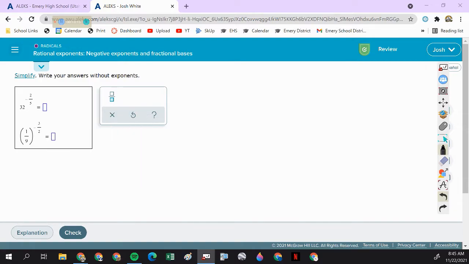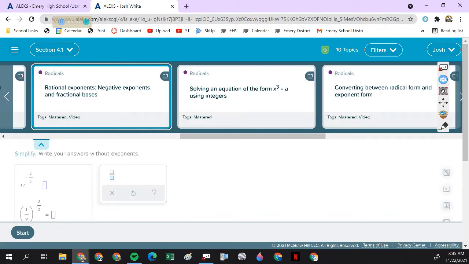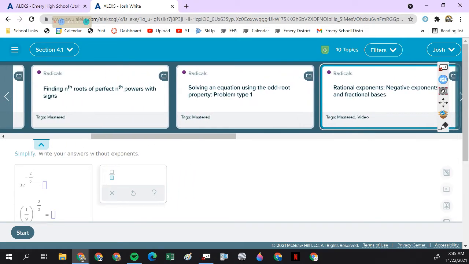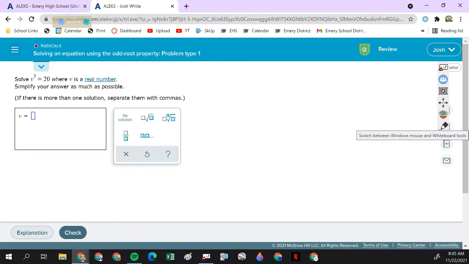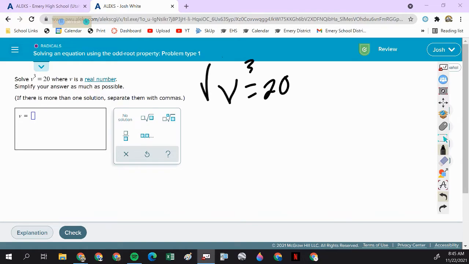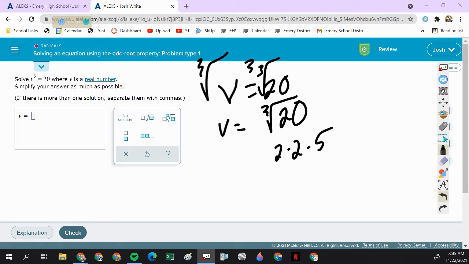All right. What's next? Same idea here. So v to the third is 20. We take the third root, and I get v equals the third root of 20. 20 is 2 times 2 times 5. What can I bring out? Nothing. So the answer is just the third root of 20.